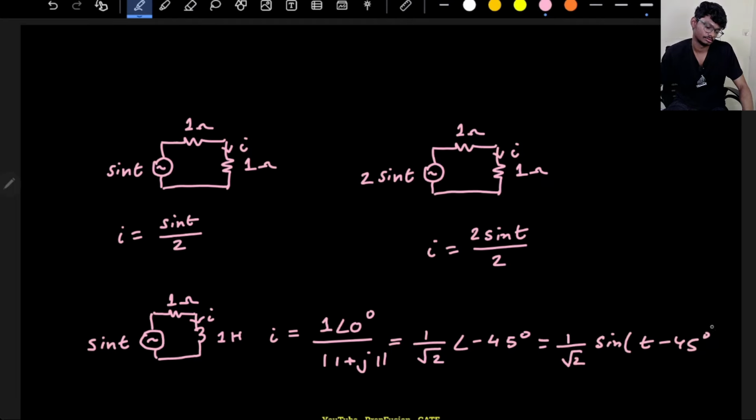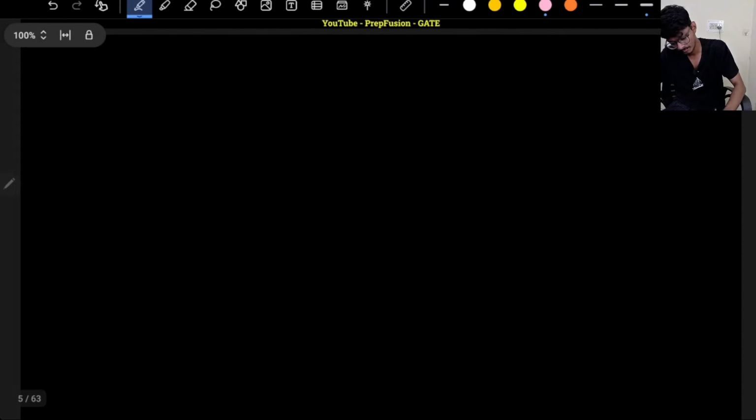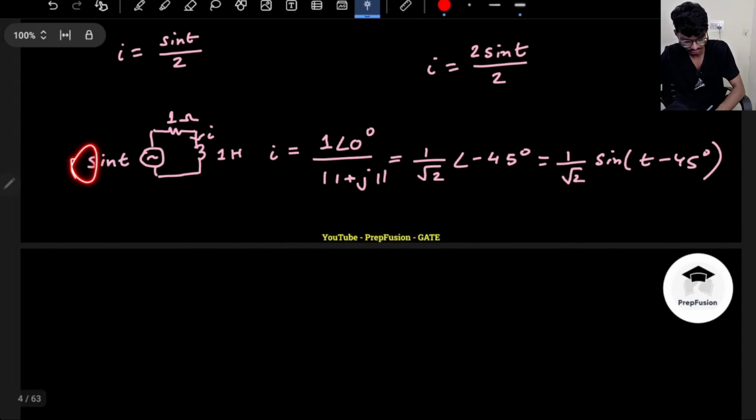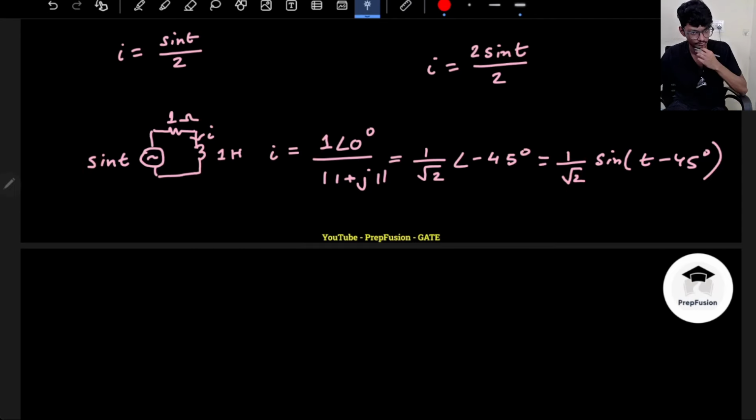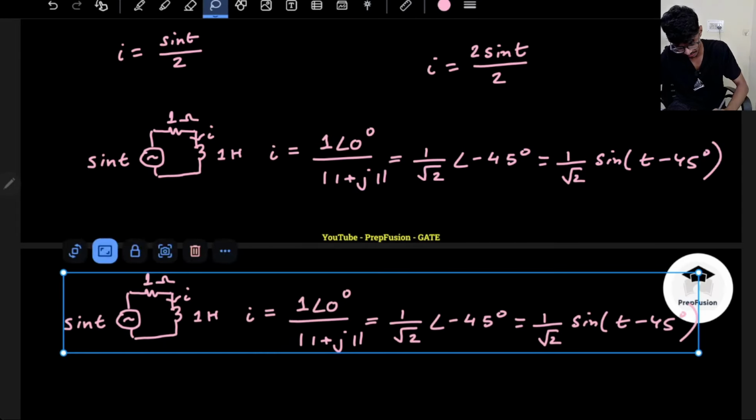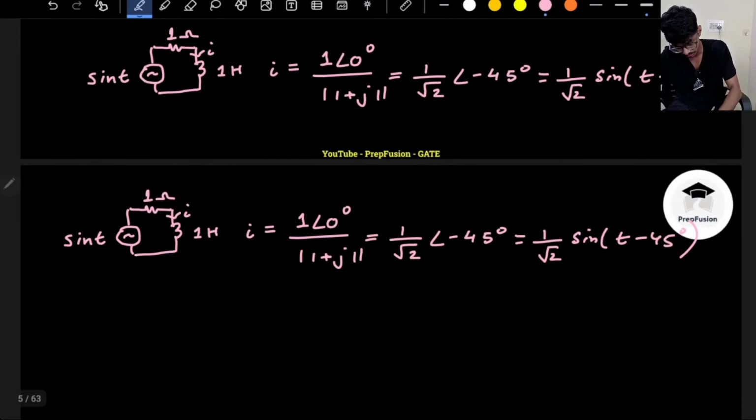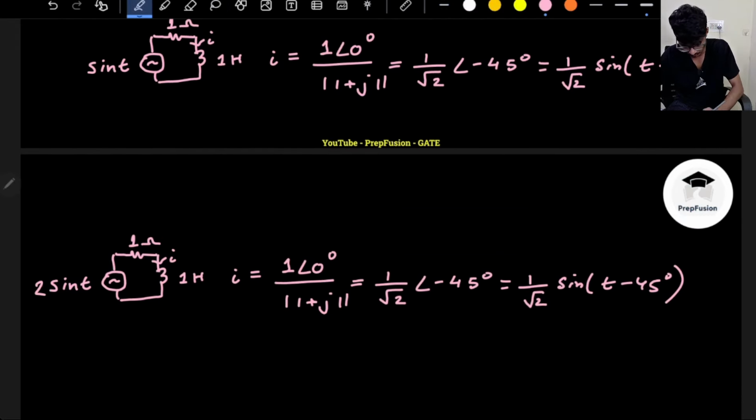Now if I double the supply voltage, what will happen? This will just get multiplied by 2. Ultimately this will be 2 by root 2. So the homogeneity principle is following. Basically if I double the supply, everything will be doubled, correct? Magnitude will be doubled. So this will be 2, this will be 2 by root 2. It will be just doubled.